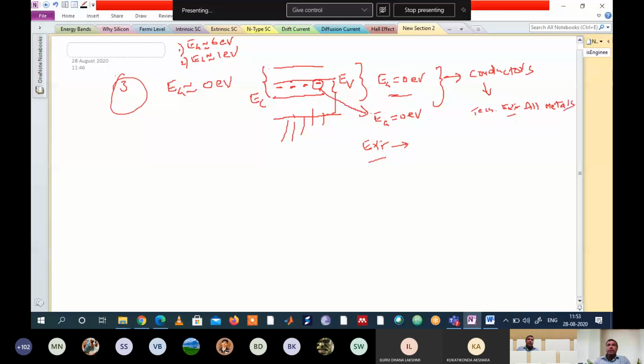These are examples of conductors. Tell me, what are natural examples? Natural examples present nearby your houses or whatever it may be. It is also present in your house. Natural examples. Someone has told. Iron, copper. Very good. Iron, copper. These are all the natural examples of conductors.